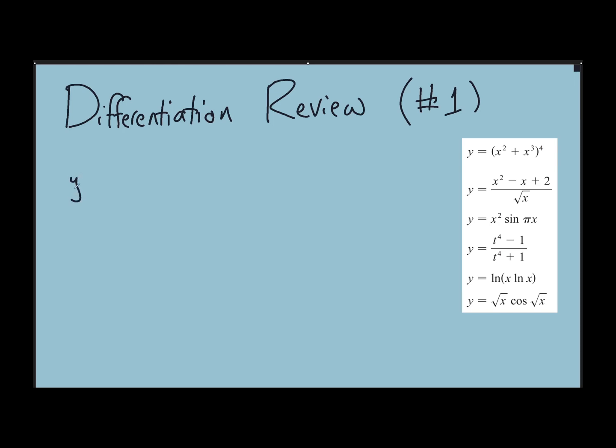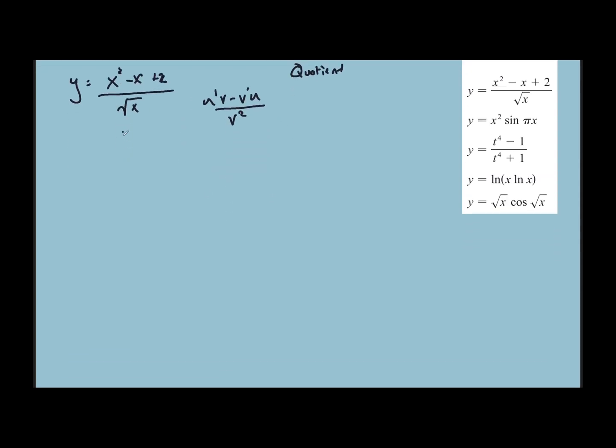Next one, y equals x squared minus x plus 2 divided by the square root of x. Well, what rule creates a quotient for the derivative? The quotient rule. I'll write that over here real fast. It's a quotient rule problem. So that is going to be u prime v minus v prime u over v squared. We better write down what these are individually first, I'm thinking.